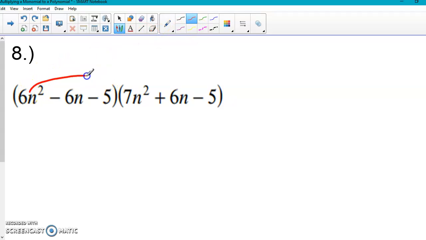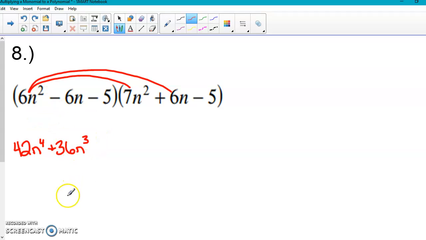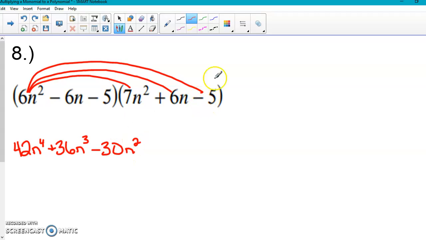6n squared, 7n squared. So 6 times 7 gets me 42. N squared times n squared is n to the 4th. All right, 6n squared to 6n. 6 times 6 is 36. N squared times n is n cubed. 6n squared times negative 5. Negative 30 n squared, because he didn't have another n. All right, so we're done with 6n squared.